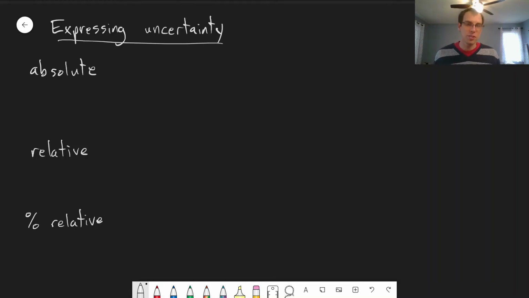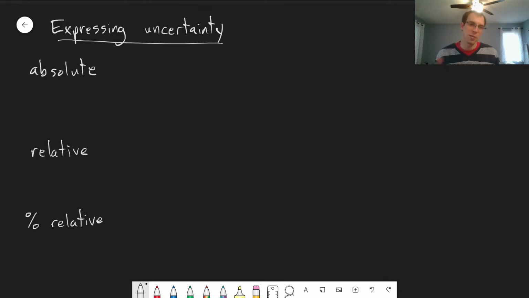So we're making measurements. We know that there's always some amount of uncertainty present in those measurements, and maybe we've quantified that. We've done multiple measurements. We've seen how much they vary. This is often quantified through a standard deviation, and we'll talk about some other possibilities, such as the confidence interval. But how do we express that uncertainty?